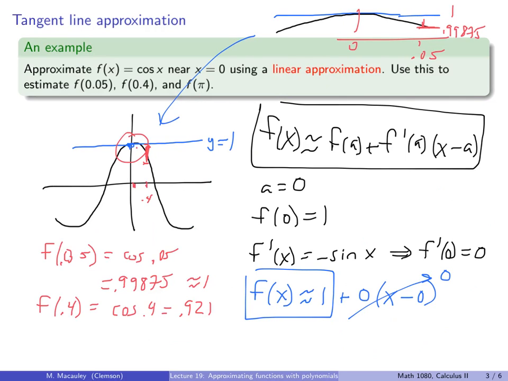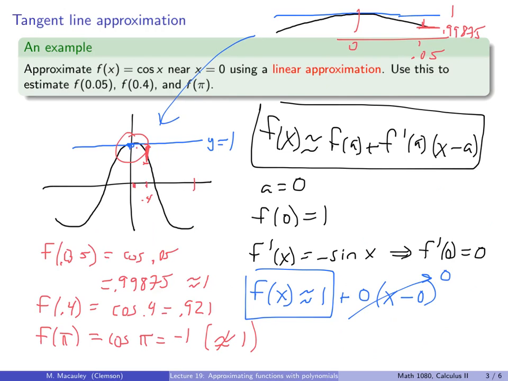Lastly, let's do f of pi. This is the last part. This is cosine of pi, which is -1, and this is not close to 1. So this is not anywhere close to 1, and that's not a surprise, because maybe we could have gotten lucky, but we should not expect that our linear approximation is going to work.